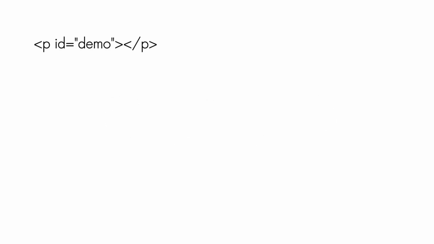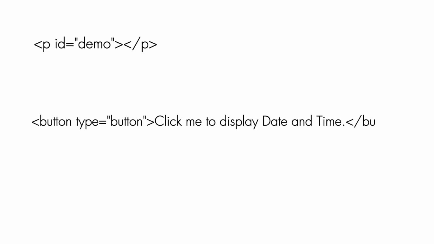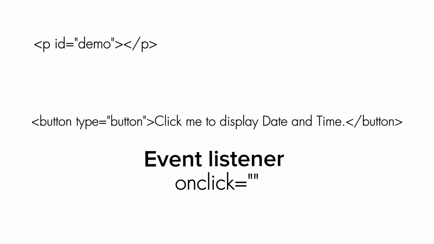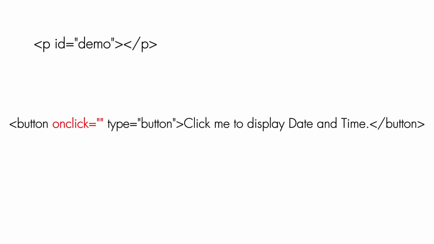We have a p tag with ID demo. Now we create a button. Next we have to add an event listener to this button. The event listener is called onClick. We have to write the event listener right here inside the button tag.